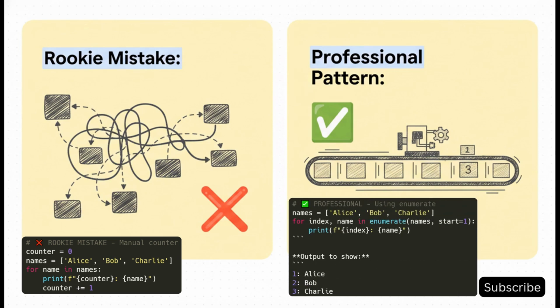But now, look at the professional pattern on the right. Python's built-in enumerate function is just so clean. It hands you the index and the item together, all packaged up nicely on every single loop. And that little start equals 1 argument, that's a lifesaver for when you need to count like a normal human, starting from 1 instead of 0.